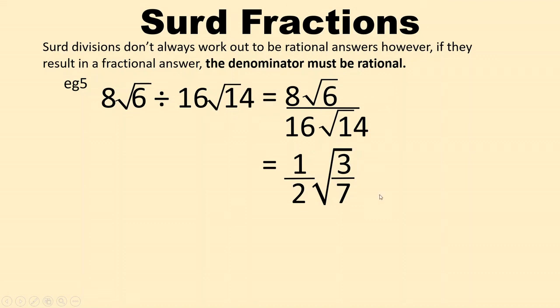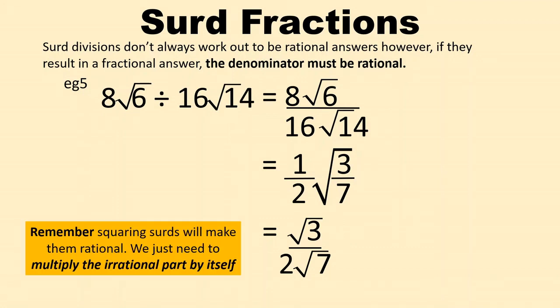If I want to join those two fractions back together, I would do 1 times the root 3 on top and 2 times the root 7 on the bottom. I've got a single fraction, however, this fraction's got an irrational value in the denominator. Remember, to get rid of an irrational number, we could multiply it by itself. Squaring surds will make them rational. But in a case like this, I don't need to multiply the denominator by 2 root 7. I just need to multiply the denominator by the root 7, the irrational part.